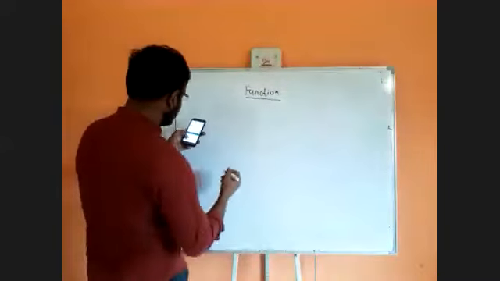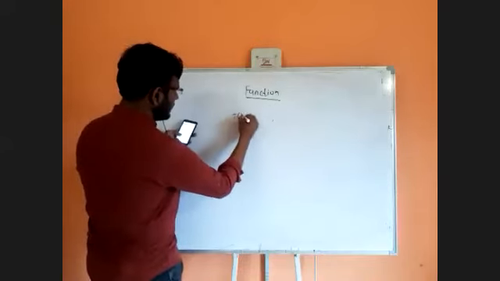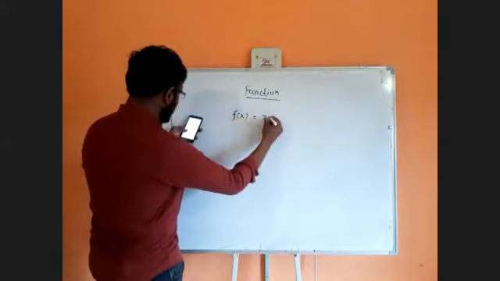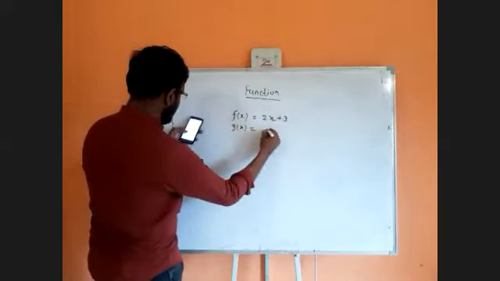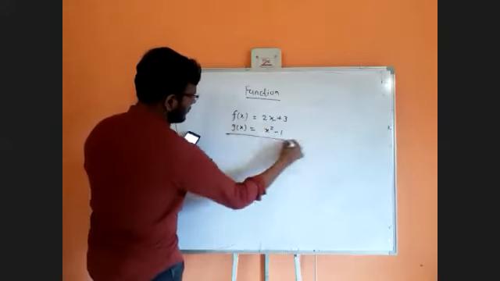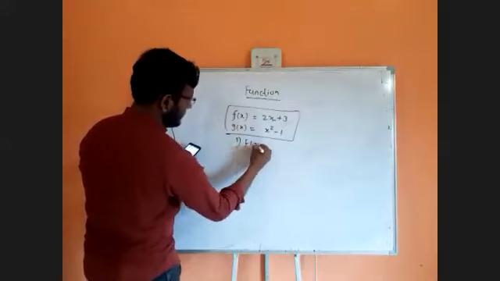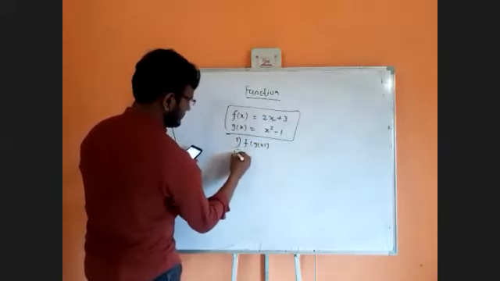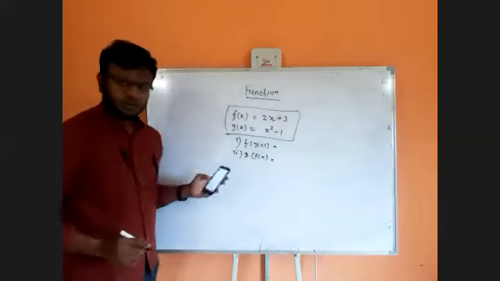So there are some practice questions for you. Let's say f of x is equal to 2x plus 3 and g of x is equal to x square minus 1. Now hopefully you can find f of g of x and g of f of x. I think you can find this. We just have discussed this already.